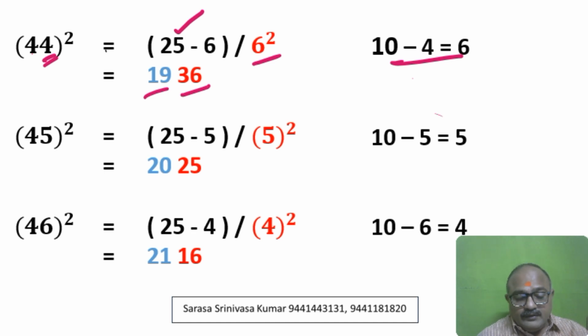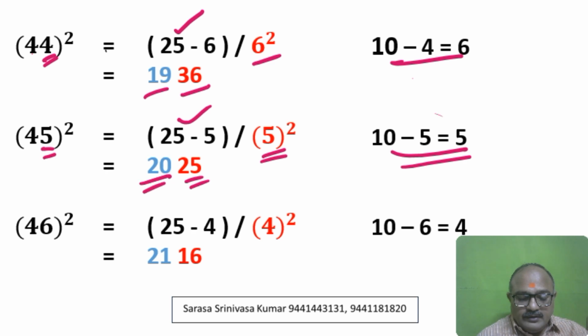45 square, units digit is 5. 10 minus 5 is 5. 5 square, 25. 25 minus 5, 20. 45 square is equal to 2025.